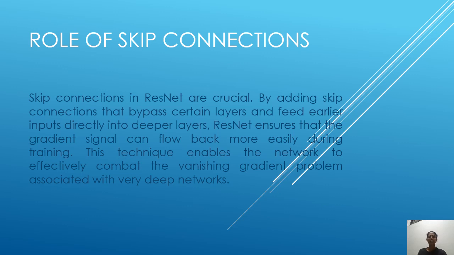The skip connections bypass certain layers and feed earlier inputs directly into deeper layers, and this ensures that the gradient signal can flow back more easily during the training period. This technique enables the network to effectively combat the vanishing gradient problem associated with very deep networks.